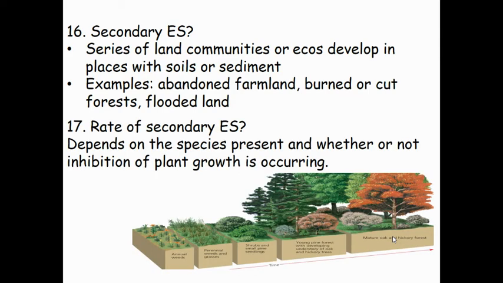Okay, rate of ecological succession. It really depends on what species are there, because the plant species that are there are going to influence the animal species that come. If you've got ample resources, good nutrients in the soil, lots of sunlight, lots of water, it's going to come back a lot quicker than if this happened in a drier, more arid climate.